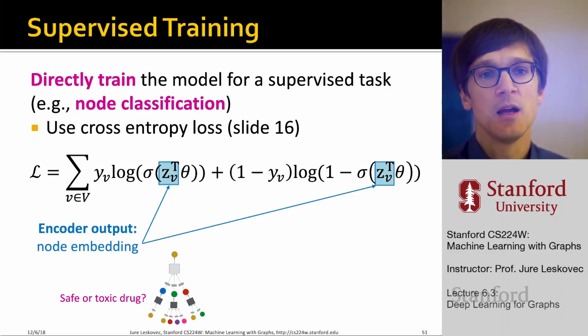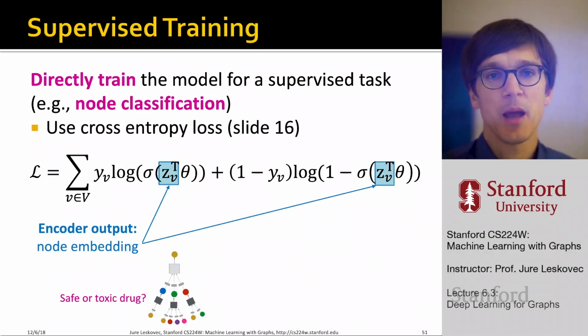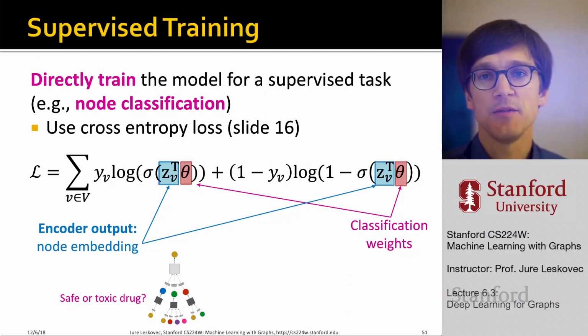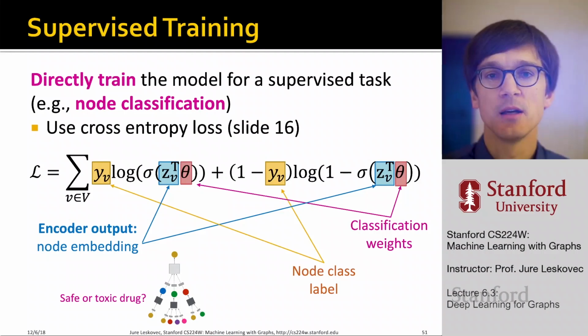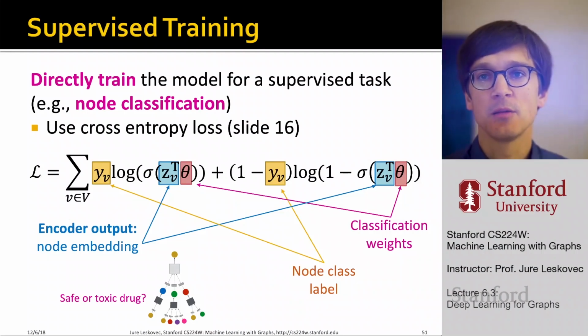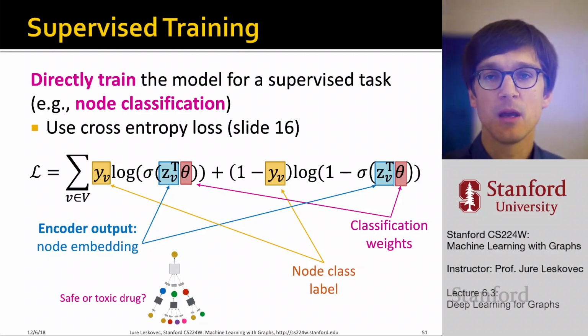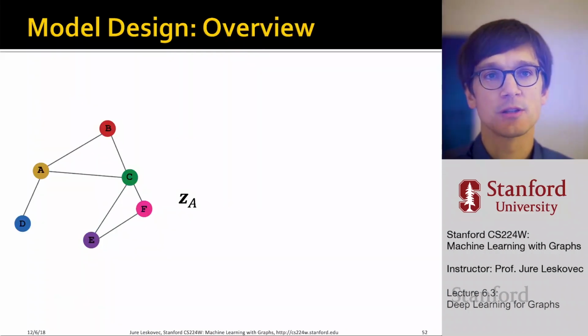So this is the encoded input coming from node embeddings. These are the classification weights for the final classification. And these are the node labels. Is it basically toxic or not? And I can optimize this loss function to basically come up with the parameters b and w that give me the embedding that then makes good or accurate predictions.